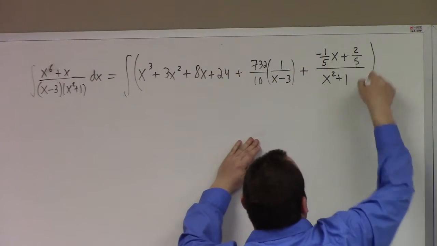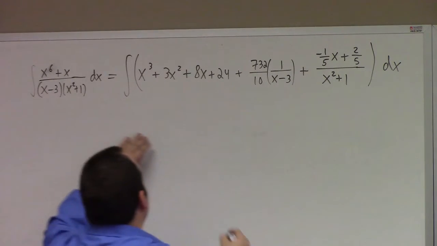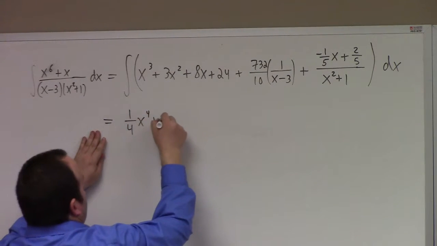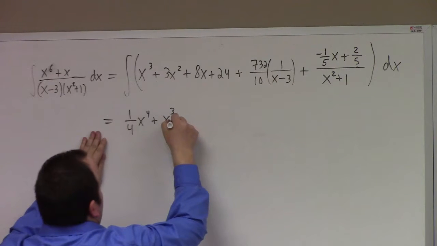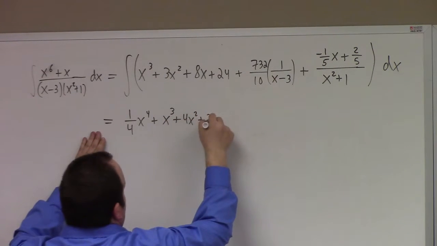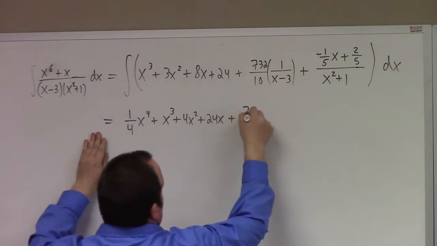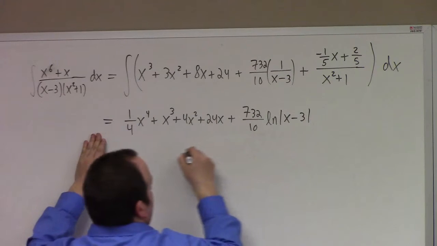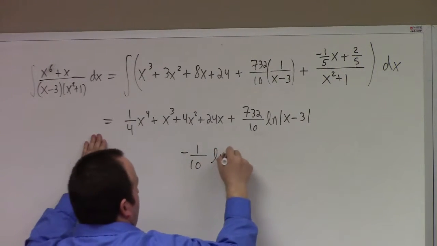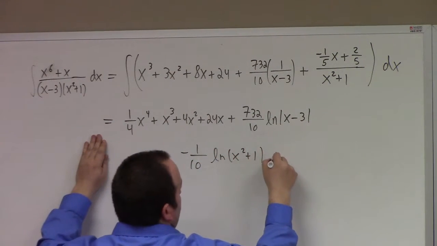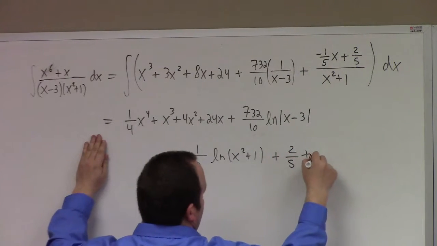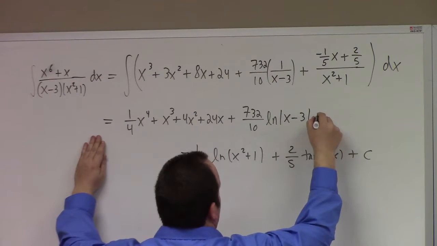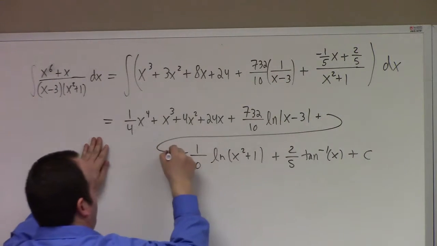Now the reason, of course, I've done all this is because now I can integrate. And so the integral actually is 1/4 x to the 4th plus x cubed plus 4x squared plus 24x plus 732 divided by 10 times the natural log of the absolute value of x minus 3, minus 1/10 the natural log of x squared plus 1, plus 2/5 the inverse tangent of x, plus a constant. There you go.